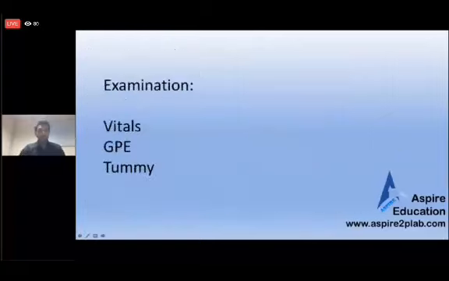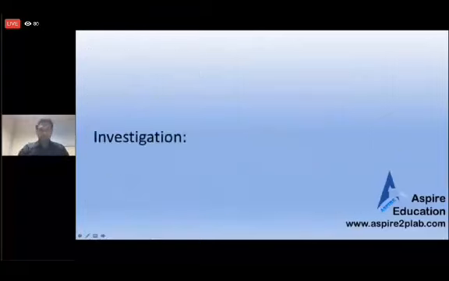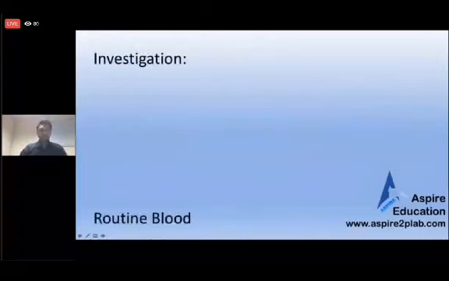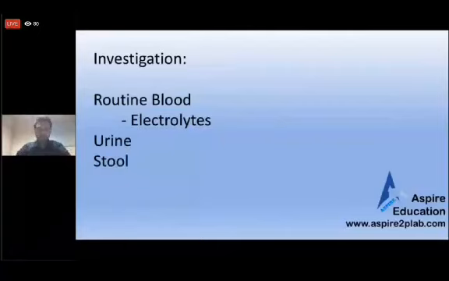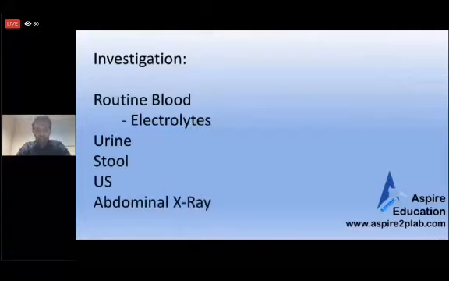Right. So now investigations. Any patient with dehydration, you always do electrolytes as a routine, and you do urine investigation as well. As it is related to the abdomen and you found a mass in the abdomen, you always confirm your diagnosis of intussusception by doing an ultrasound scan.